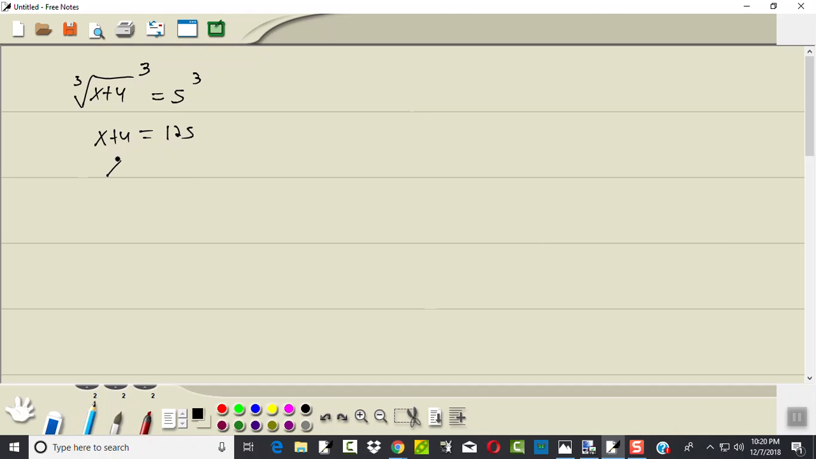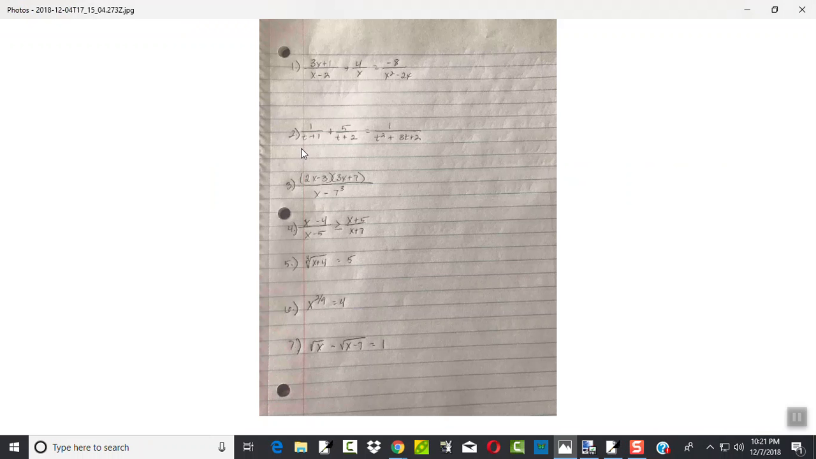Take the 4 over, and you get x equals 121. Now you'd want to take this and plug that back into your original problem to make sure it checks. You always want to do that with radical equations.